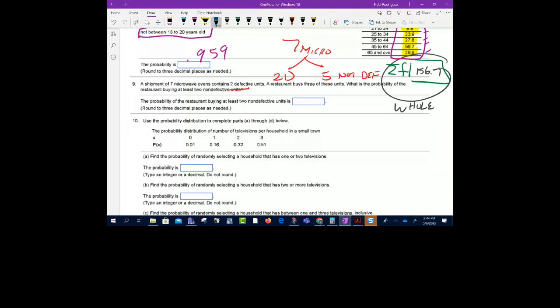What does it say? Anybody see how many we're buying? 3. Boom, here we go.